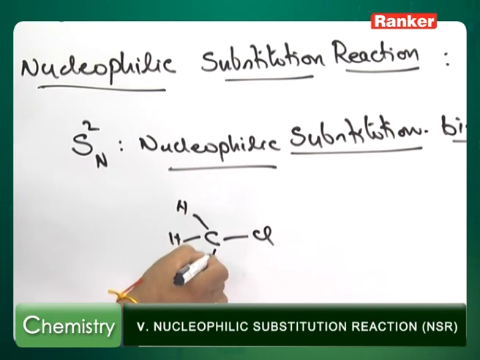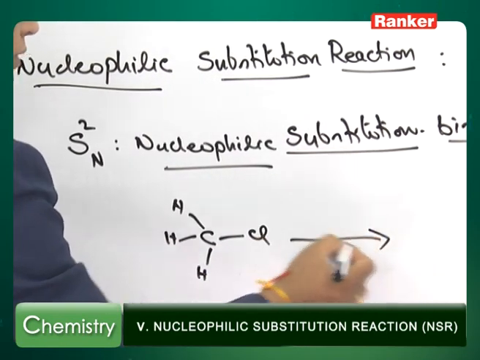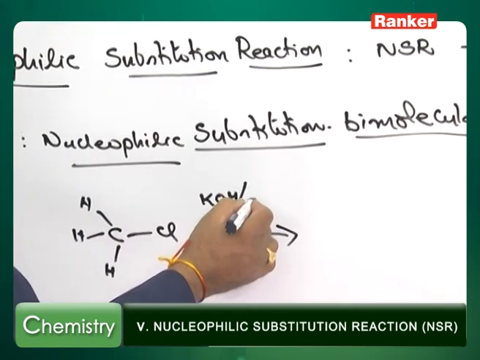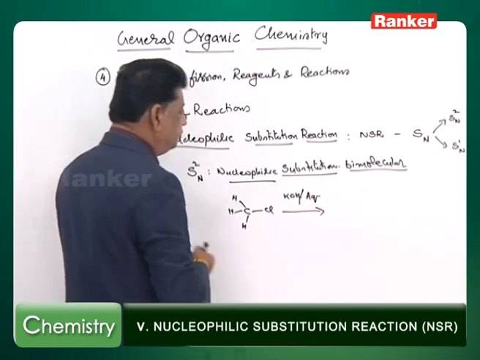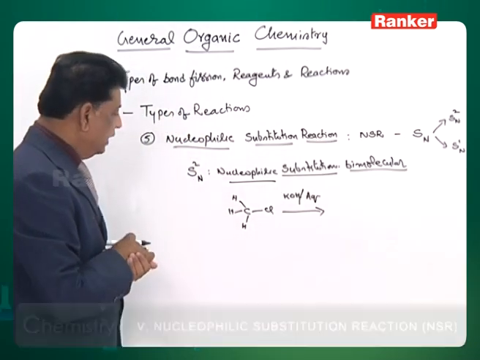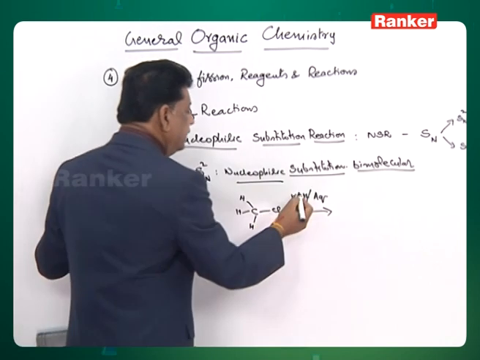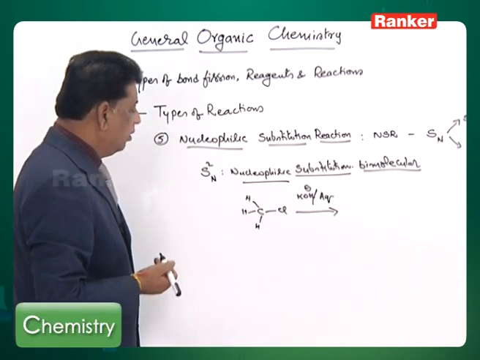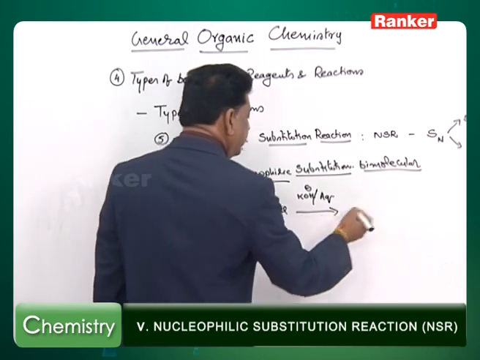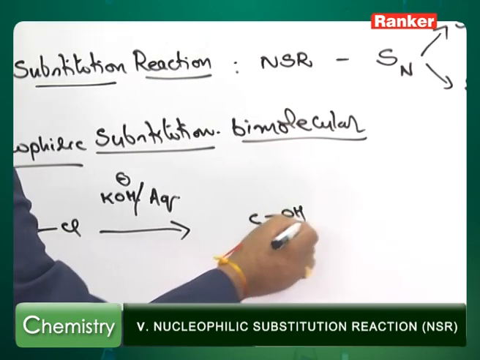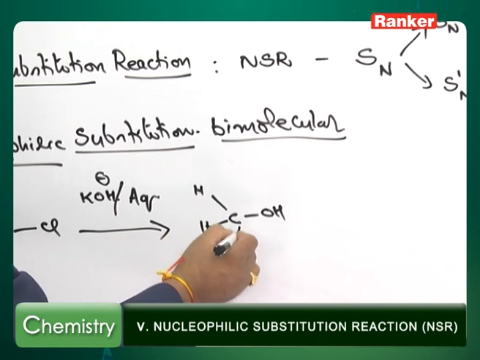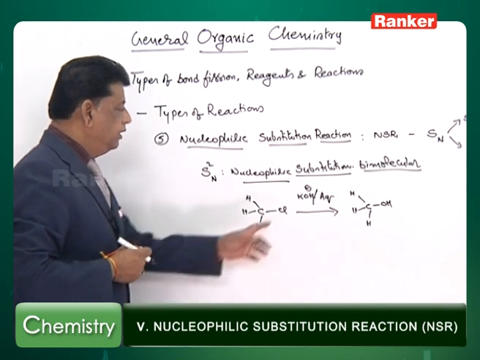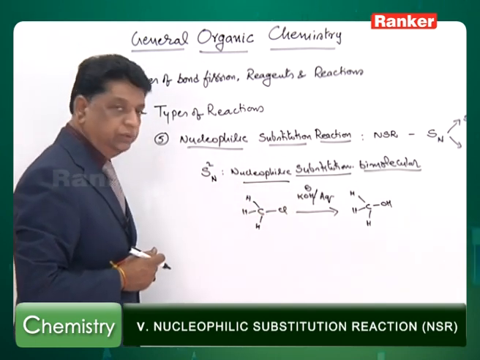If you take methyl chloride and treat this reaction with potassium hydroxide dissolved in water, an aqueous solution of KOH, then the OH minus is able to attack the methyl chloride, and finally what you get is methanol. Now in this reaction the OH minus is replacing the chlorine. It's a nucleophilic substitution, right?